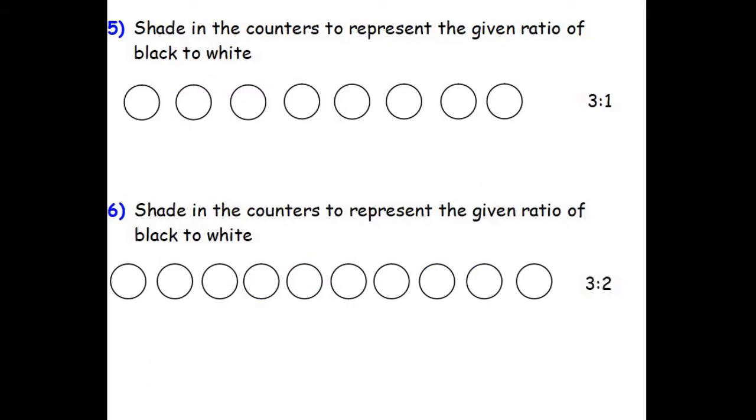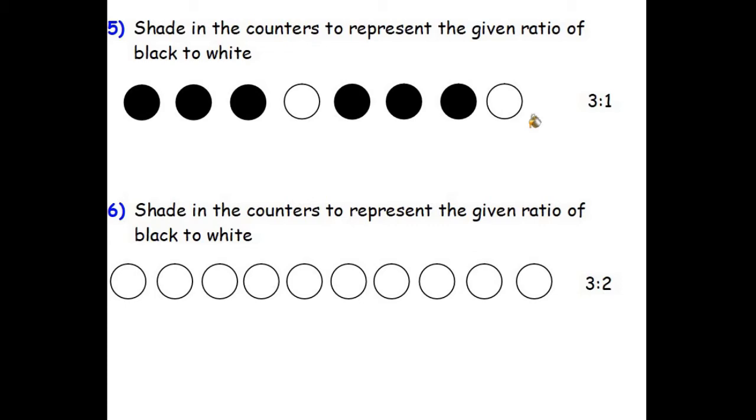And question 5 is slightly different. It says shade in the counters to represent the given ratio of black to white. So here we have our counters, and this is our ratio of 3 to 1. So what that means is that for every 3 black counters, they want 1 white counter. So 1, 2, 3 black counters, 1 white counter.